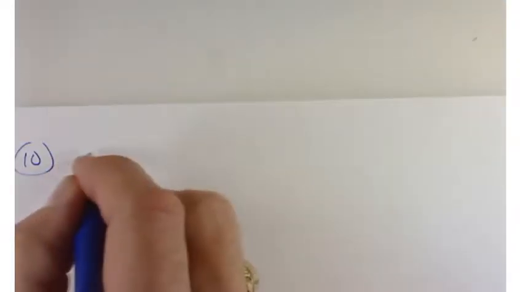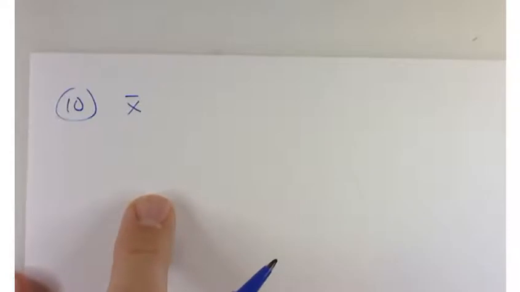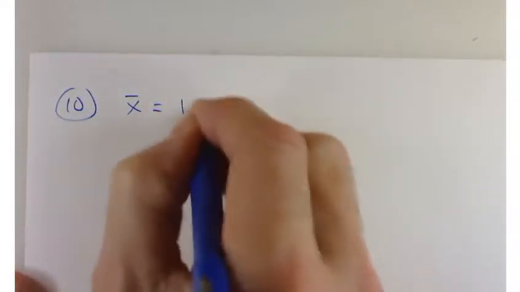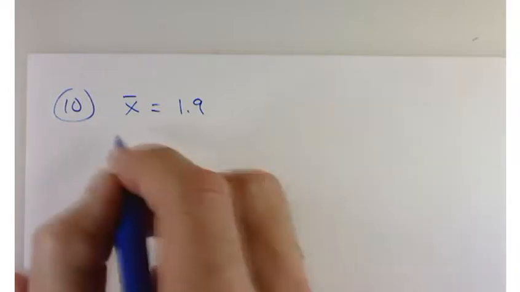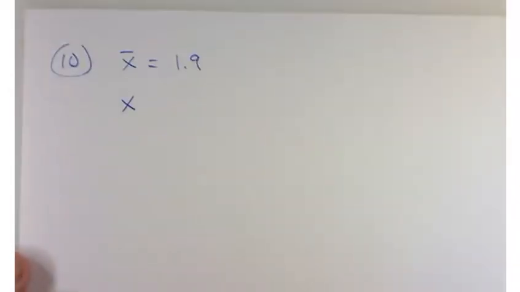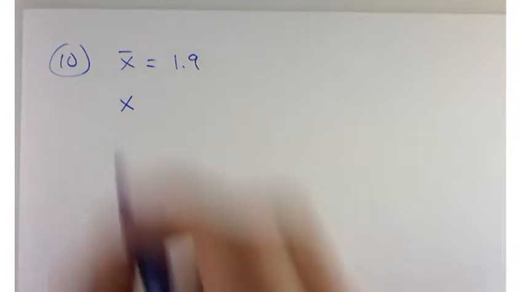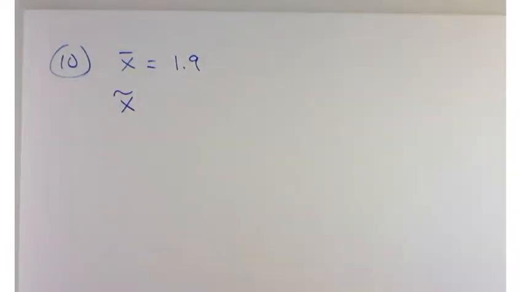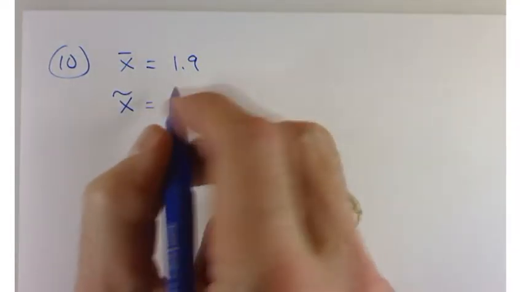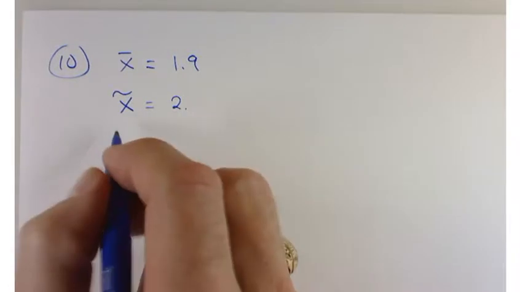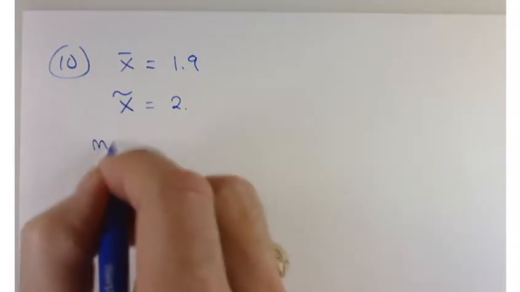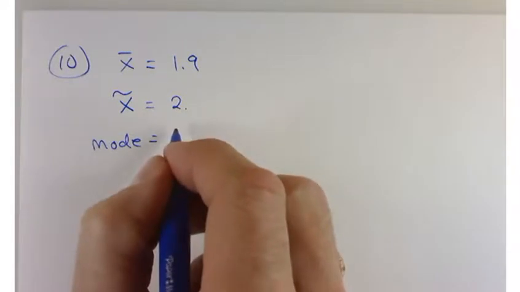So in problem number 10, the mean, and I'm going to denote that with X bar because this is a sample mean. The mean is 1.9. The median, I'm going to use some notation here that those of you who have taken a Spanish class might recognize as a tilde. The median is 2. The last one here is the mode. I don't have any notation for that. The mode is 1.